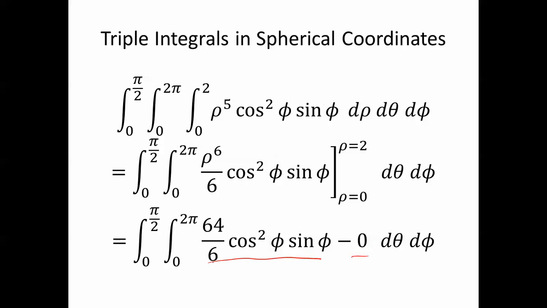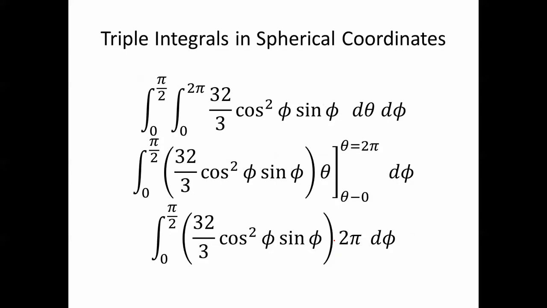Okay, so let's simplify this a little bit. 64 sixths, that's 32 thirds. So we've got 32 thirds cosine squared phi sine phi. That's our new integrand. Let's integrate this with respect to theta. So we get the integral from 0 to pi over 2 of 32 thirds cosine squared phi sine phi theta, as theta goes from 0 to 2 pi. That should be an equal sign.